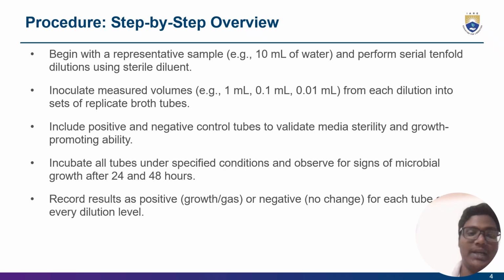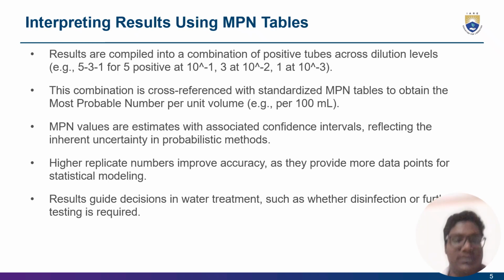Incubate all tubes under specified conditions and observe for signs of microbial growth after 24 and 48 hours. Record results as positive or negative for each tube at every dilution. Another slide, interpreting results using MPN tables.